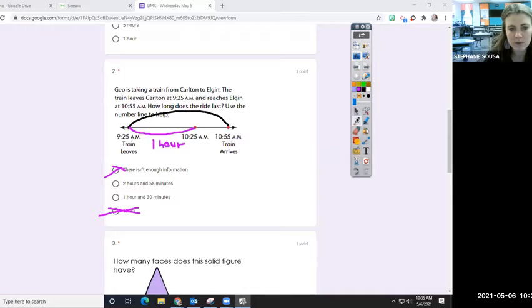So let's see what else we can add here. Okay, now we're going to go from 10:25 to 10:55. I notice those both end in 5, so I can count by 5s. 25, 30, 35, 40, 45, 50, 55. That's 6 5s, which is equal to 30. So this is 1 hour and 30 minutes. So our correct answer is 1 hour and 30 minutes.